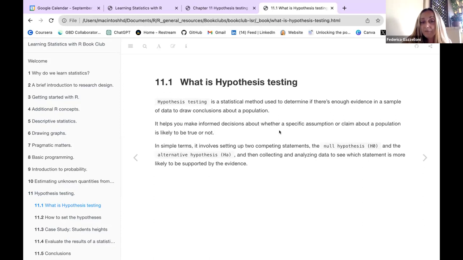Basically, it involves setting up two competing statements, such as the null hypothesis, H0, and the alternative hypothesis, HA, and then collecting and analyzing the data to see which statement is more likely to be supported by evidence. And what is this evidence? So we set a threshold that will help us to identify if this evidence is supported.